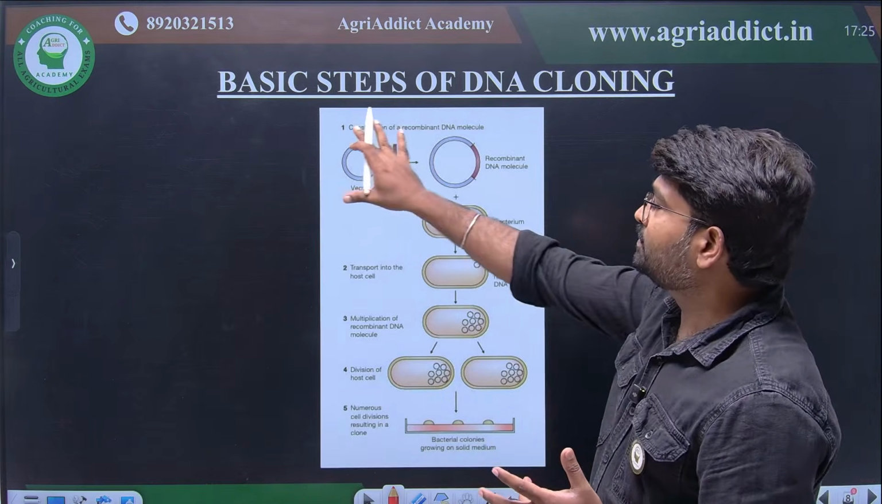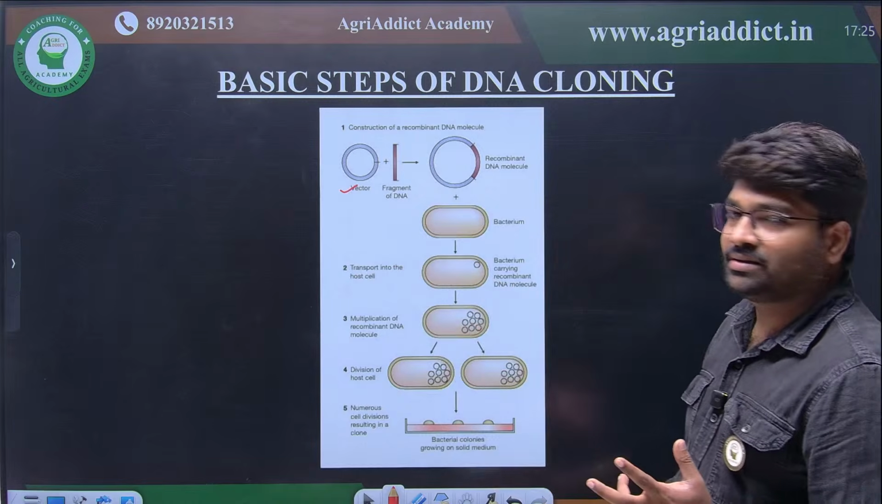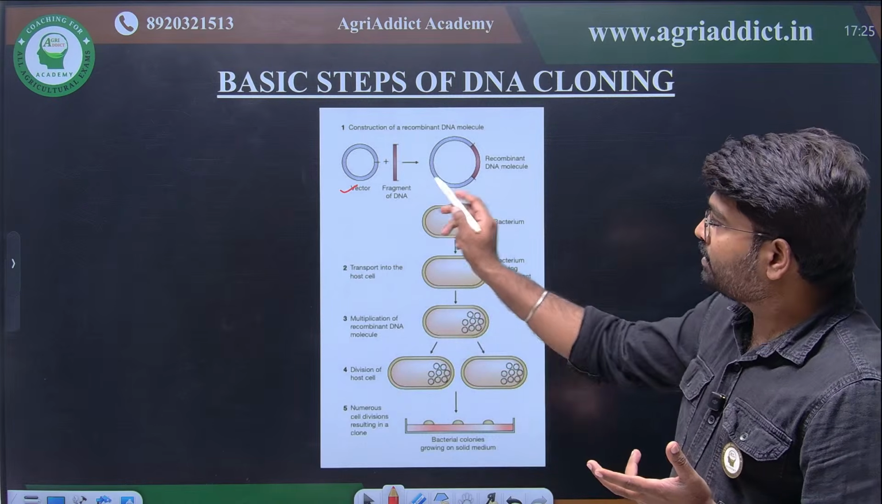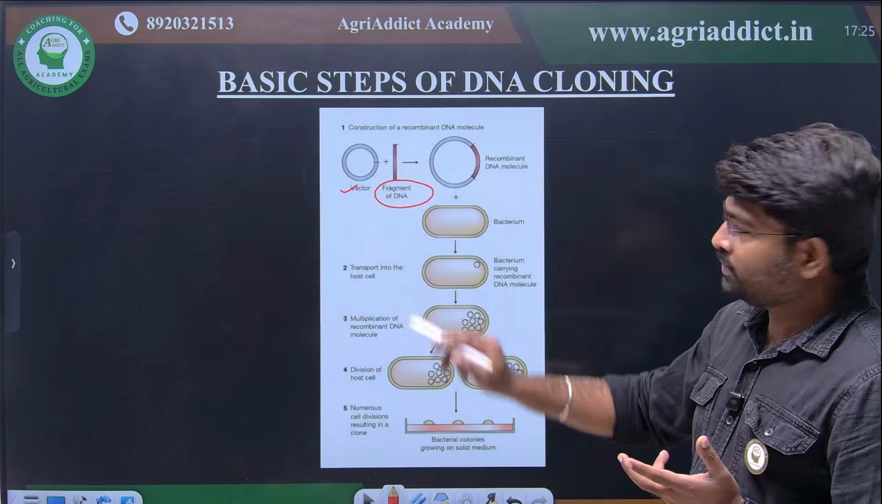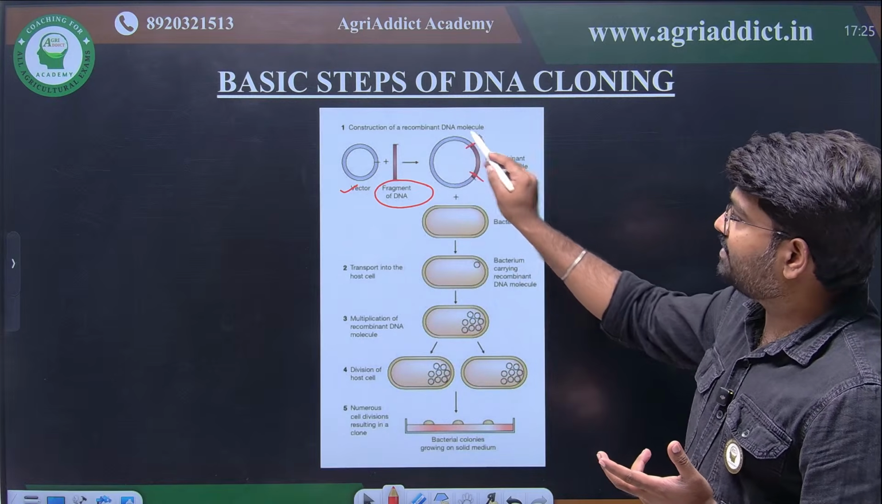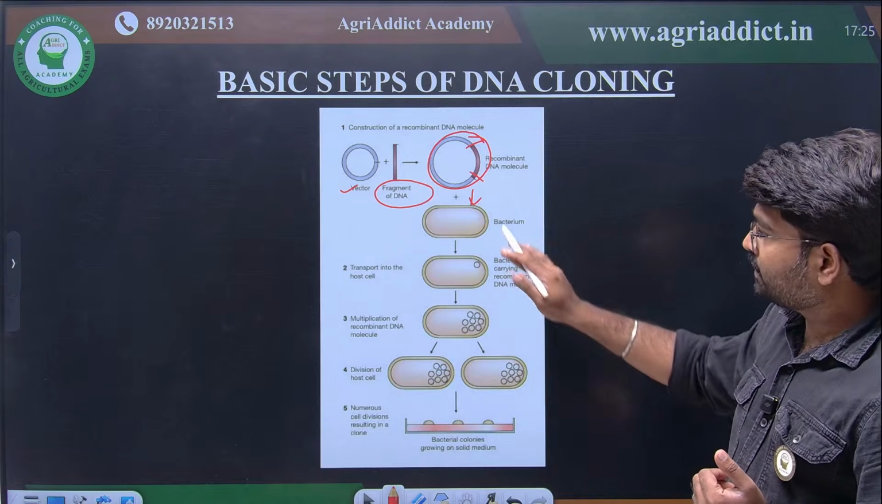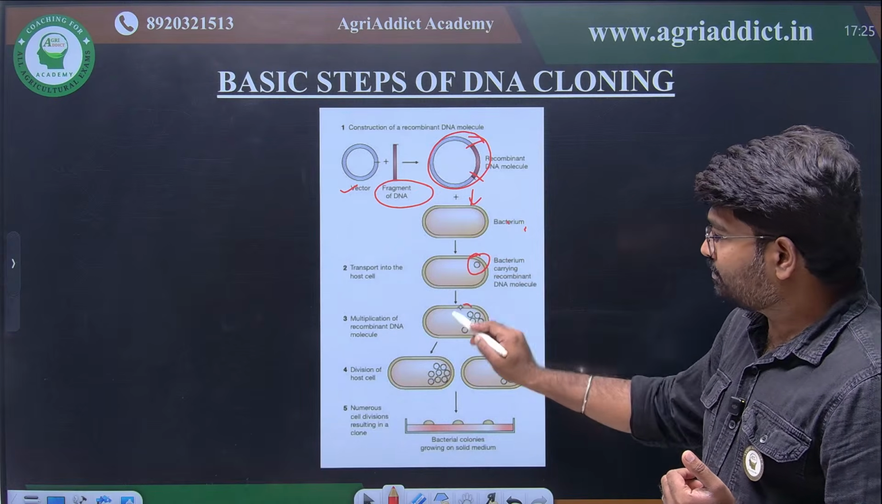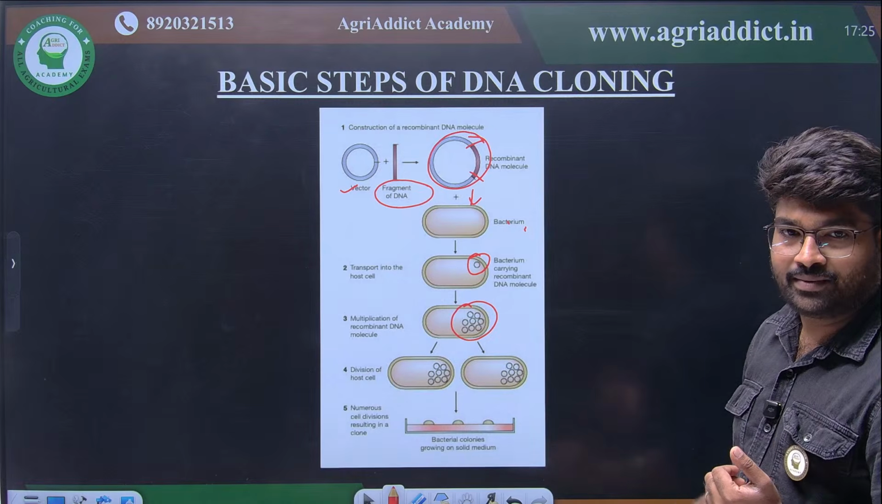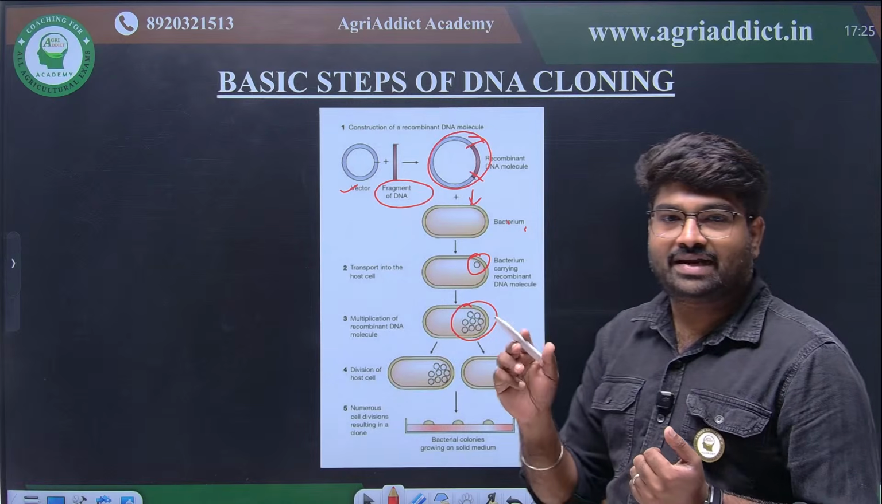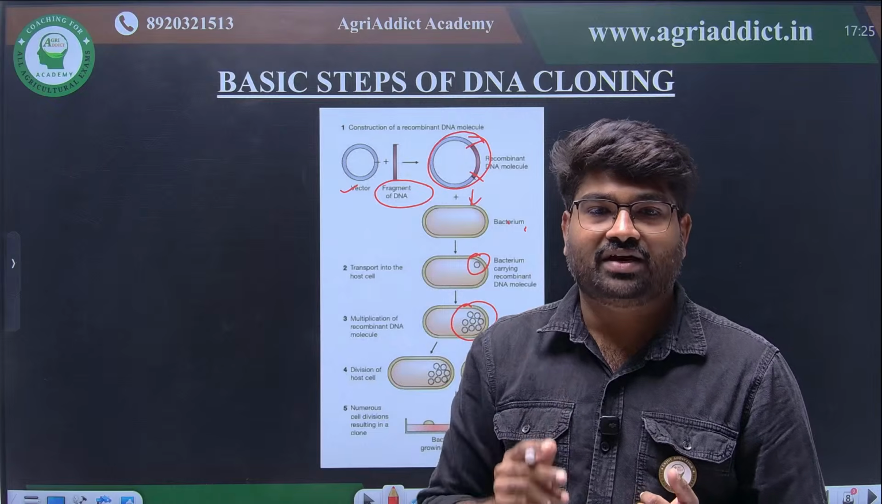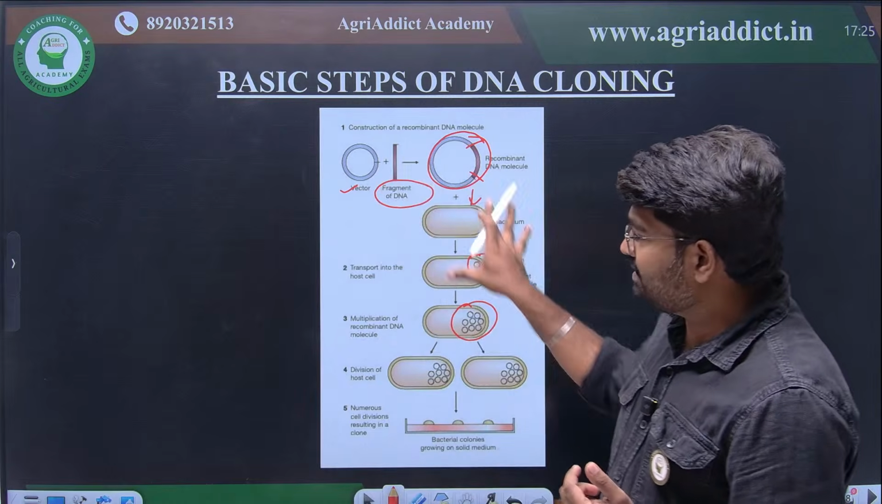See this diagram. Vector will be there, that will act as a cloning vehicle. Our DNA fragment will be there. This will be inserted in the vector. This will be transformed to the host bacterium. In bacterium, these plasmids will multiply. Because of that, identical copies of our target gene will be produced. This is just a basic outline.